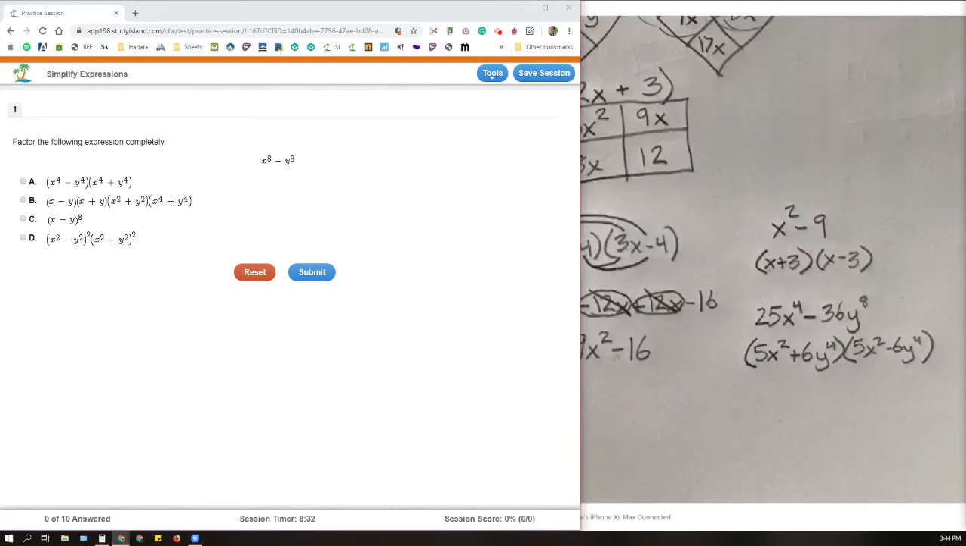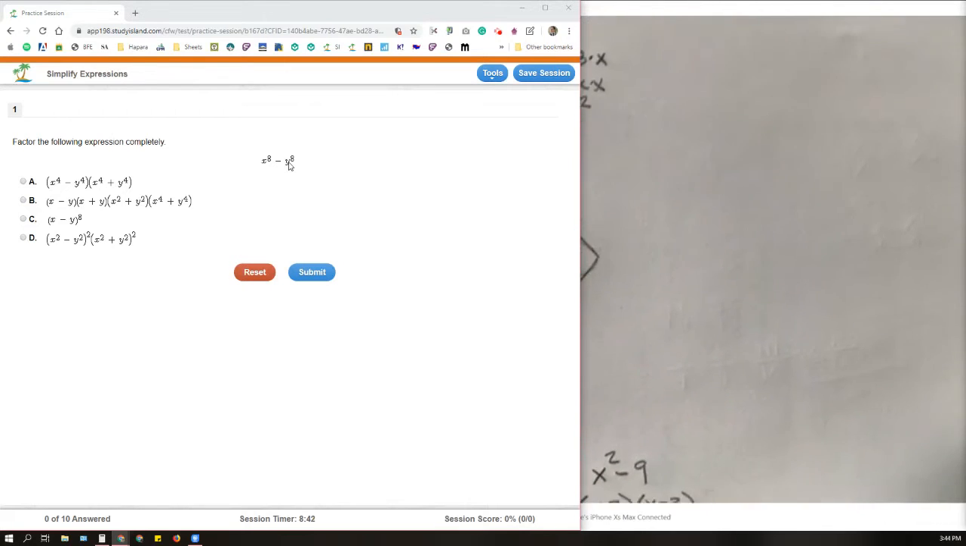So let's go ahead and do number 1 finally. Number 1 says to factor completely, and it says x to the 8th minus y to the 8th. And both of those are perfect squares. So let's go ahead and look at it. If we have x to the 8th and y to the 8th, what are the square roots of both those numbers? Well, the square root of x to the 8th is x to the 4th.